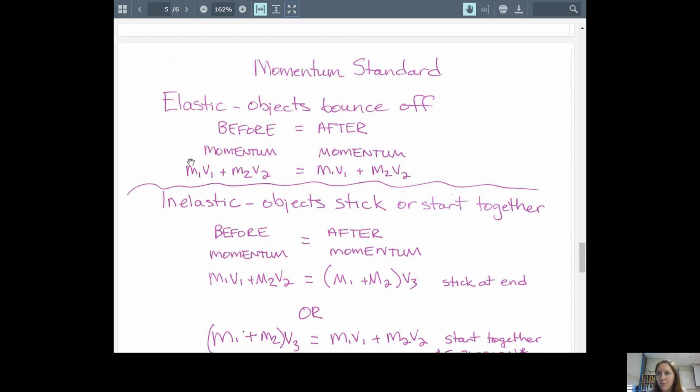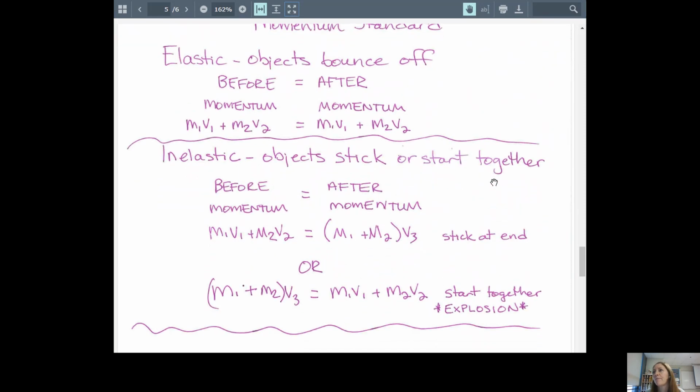So we've got our first object listed as m1v1 and our second object as m2v2. And then in comparison to the after, same thing. Object 1 has the 1s on it. Object 2 has the 2s on it.